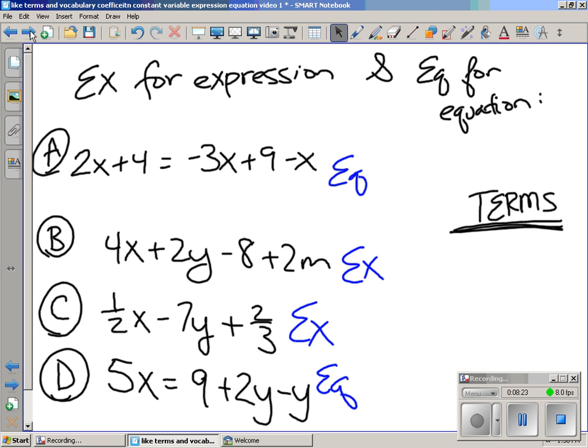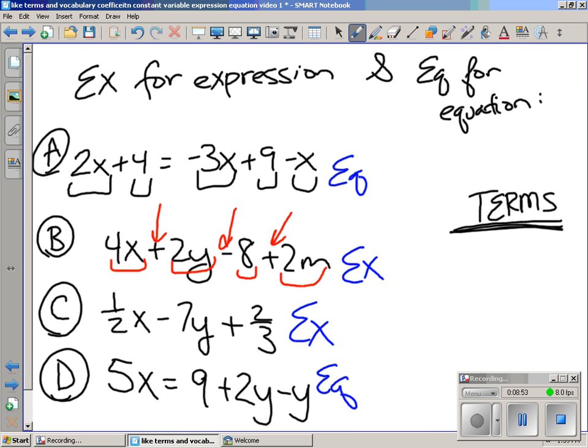On this page, we also want to look at what a term is. A term is anything that's separated by an addition or subtraction sign. So 3x is a term, 9 is a term, x is a term, 2x is a term, and 4 is a term. All of these are terms because they are separated by an addition or subtraction sign. So in the next example in B, 4x is a term, 2y is a term, 8 is a term, and 2m is a term because all of these are separated by addition or subtraction.